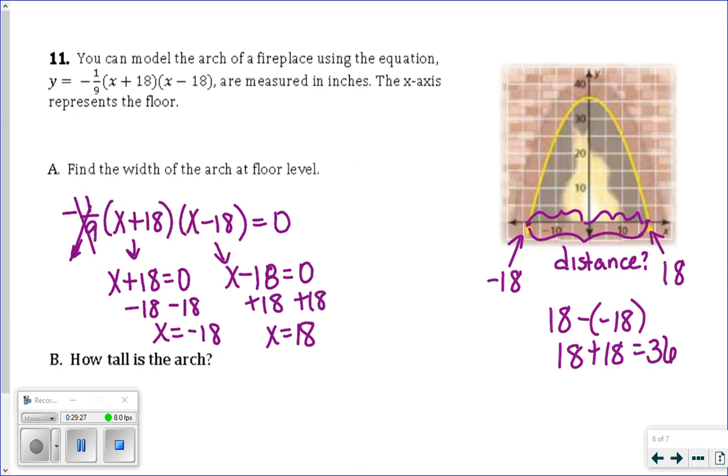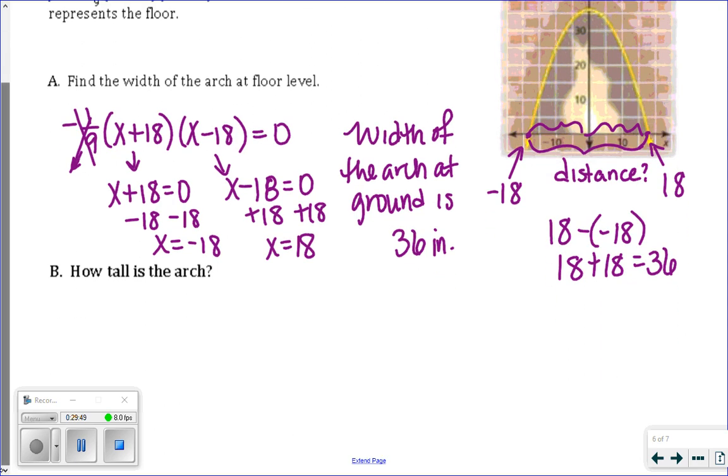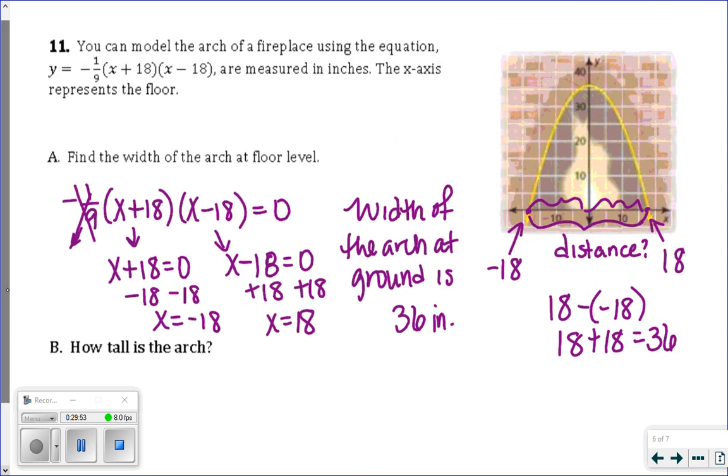So my solution for part A here is that the width of the arch on the floor, so the width of the arch at the ground, let's say, is 36 inches. Okay? Now this has a part B. So let's talk about that. This is a little bonus question. It says, well, how tall is the arch? Okay, so let's think about that on the picture.